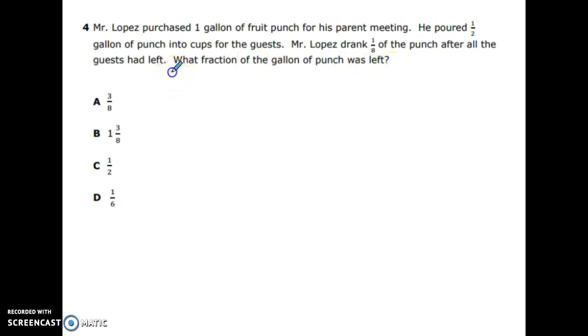So if I'm looking at this and thinking about what the question is asking, I want to know a fraction of the punch that was left. Now already I know that when it's asking me how much is left, that definitely is asking me for a part. So that must mean I'm given the total, and then I might be given other parts depending on how many parts there are in my total.